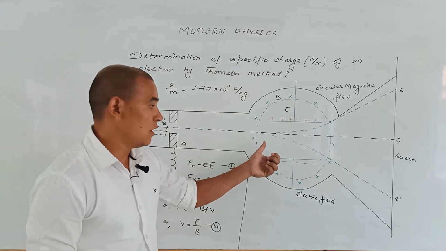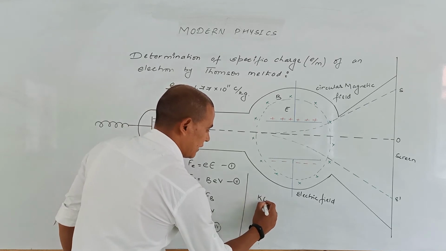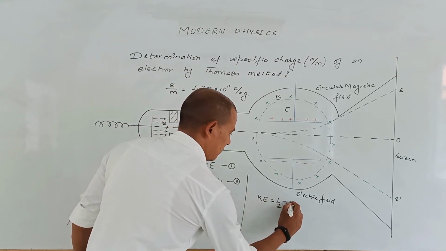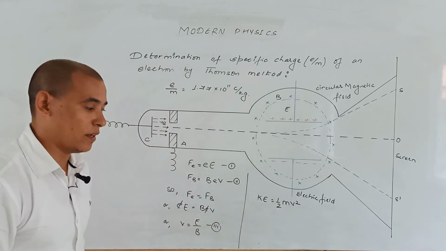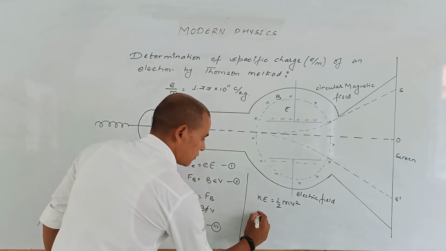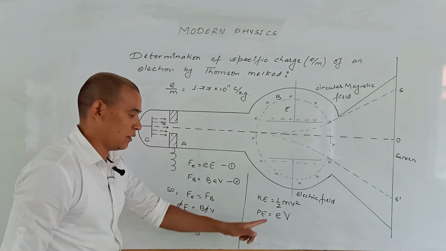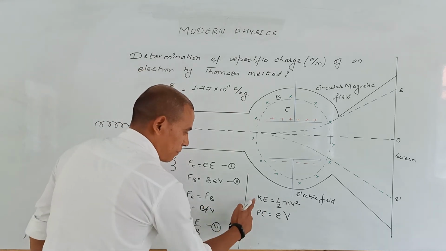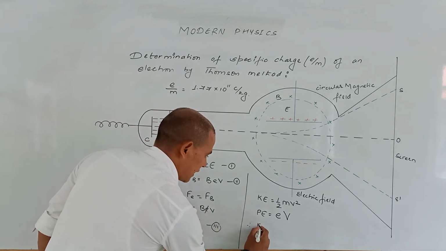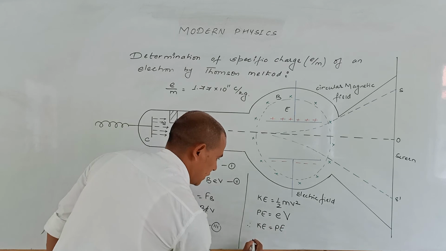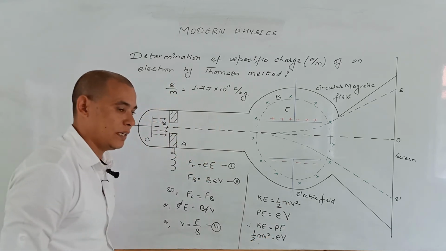Now, when the electron moves inside the electric field and magnetic field, the kinetic energy is given as half mv square, where m is the mass of an electron and v is the velocity of an electron. Also, the electrostatic potential energy is given by eV. This is the potential. Now the kinetic energy will be equal to the electrostatic potential energy. So half mv square will be equal to eV.